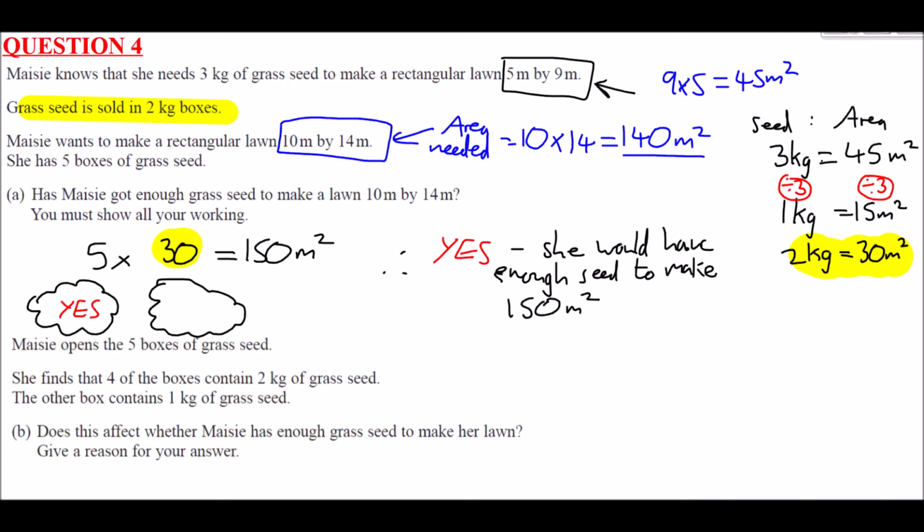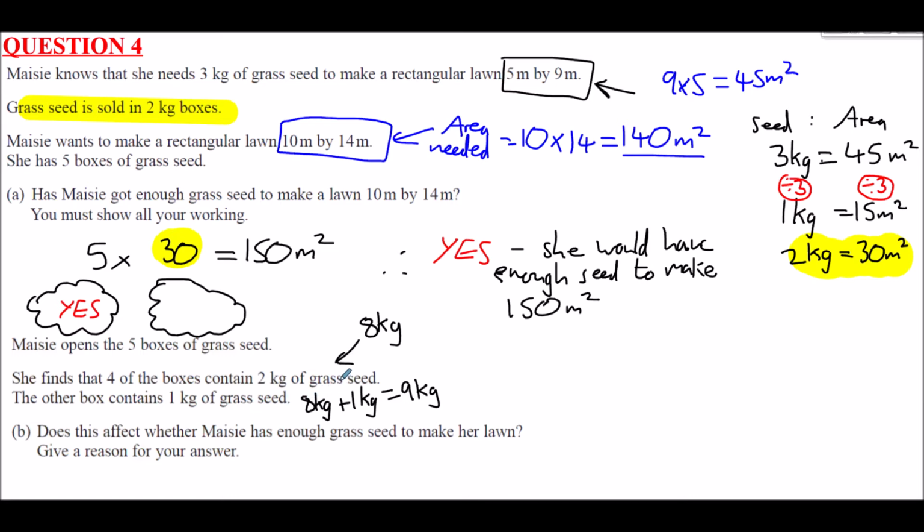So let's think about how much she would have. If 4 boxes did contain 2 kilograms of seed, then 4 times 2 is 8 kilograms, and the other box contains 1 kilogram of grass seed, she'd have a total of 8 kilograms plus 1 kilogram. That'd only give a total of 9 kilograms.